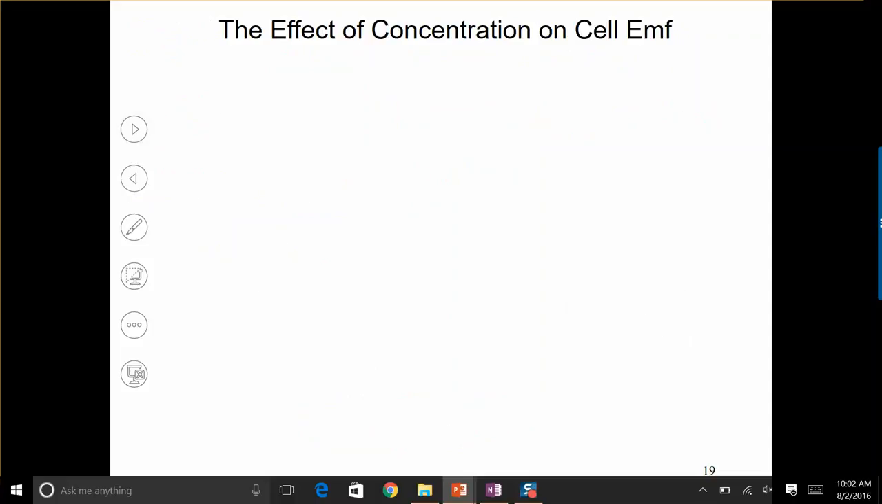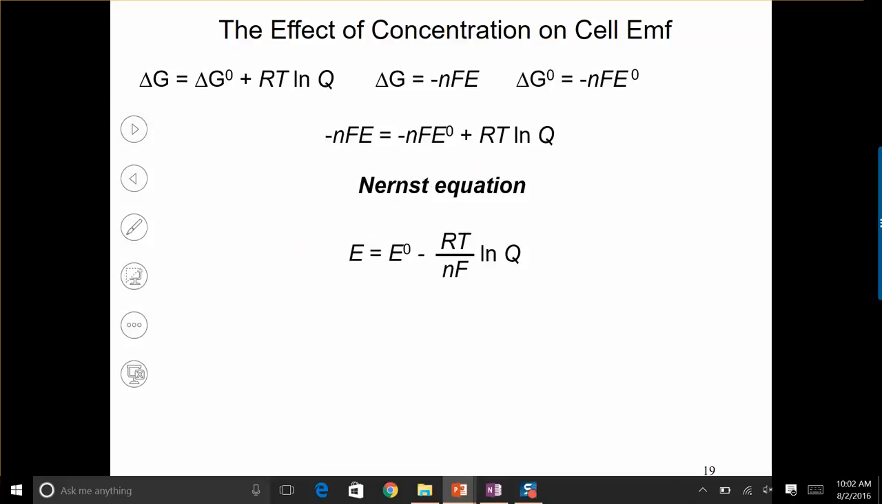Okay, so the effect of concentration on the cell EMF. This is the Nernst equation. We haven't looked at that one yet. That's when you have concentrations that are not at standard states, and we can calculate Q at non-standard state conditions, at any concentration. Delta G equals delta G naught plus RT ln Q. So once again, you could calculate delta G and put it in that equation, just like we did for thermodynamics. For oxidation reduction, we can do the same thing, and we end up with our Nernst equation.